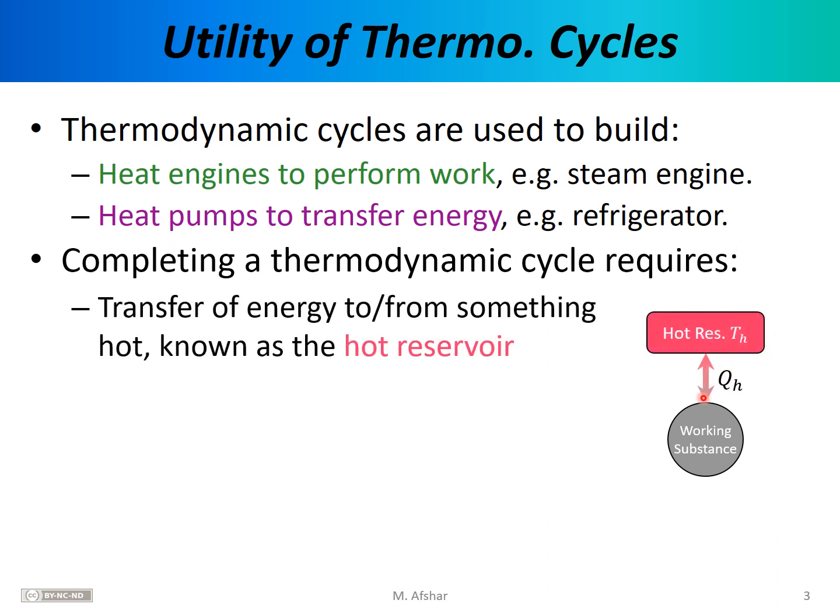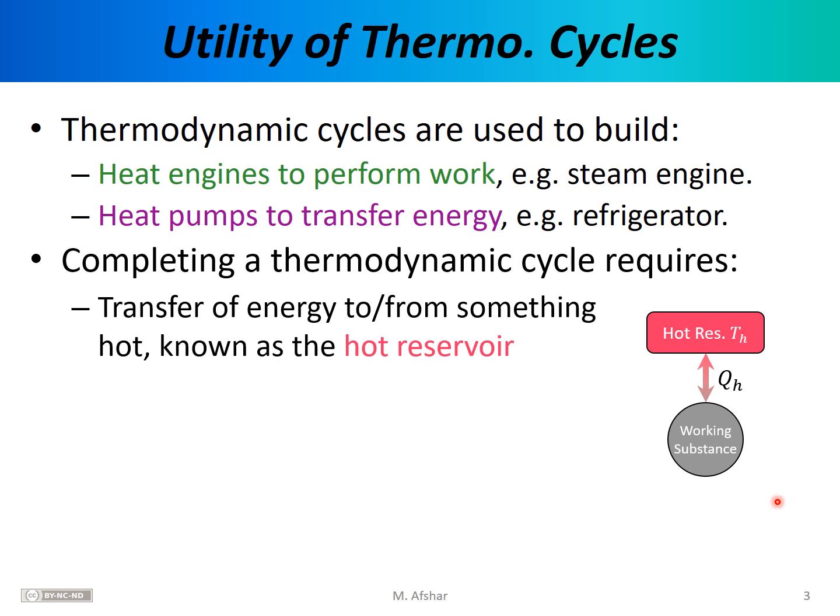There's also always a hot reservoir. So in addition to the working substance, there must be another system that is relatively hot, so its temperature is higher than that of the working substance, and we'll refer to that system as the hot reservoir. We'll denote its temperature as T sub H. The hot reservoir will be used for the transfer of thermal energy. So we'll have some Q heat that is being transferred into or out of the hot reservoir relative to the working substance.